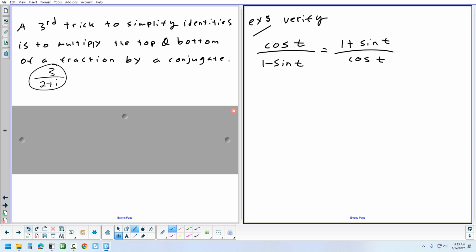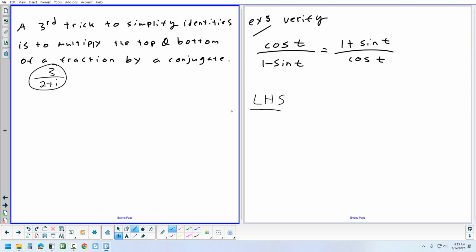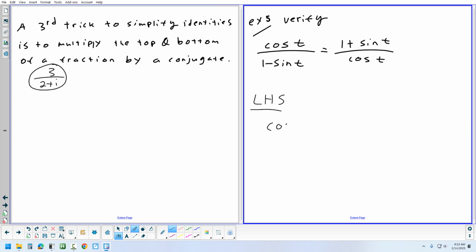Which side do we want to start with? I guess we'll start with the left. Okay. So our goal is to manipulate the left-hand side until we're done and it turns into the right. So let's copy that down. Cosine t over 1 minus sine t.